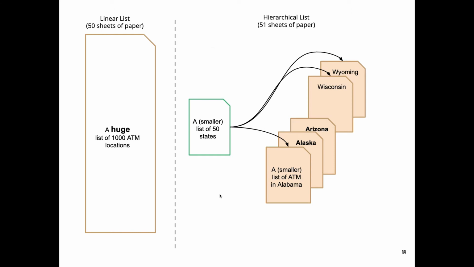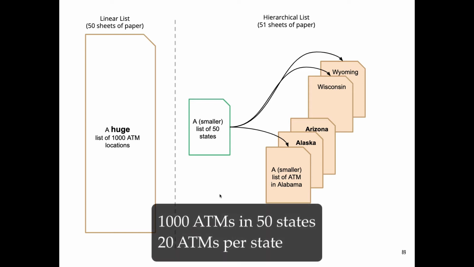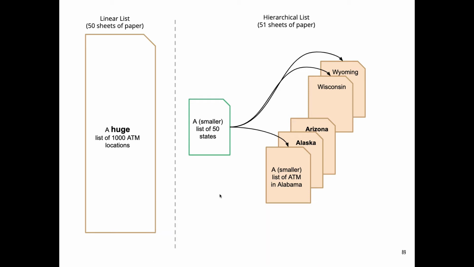So let's use an analogy of printing a list of ATM machine locations for a particular bank across the US. Let's assume that your bank has a total of 1,000 ATMs across 50 states in the US. That means we have an average of 20 ATMs per state. If you include a table of contents for this document, you can think of the table of contents as a directory listing of all the ATMs, and it will certainly span across several pages of printout.